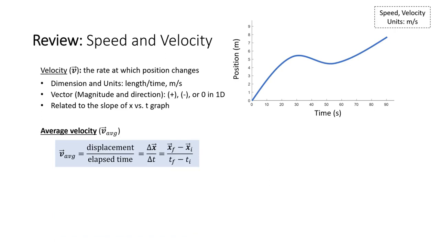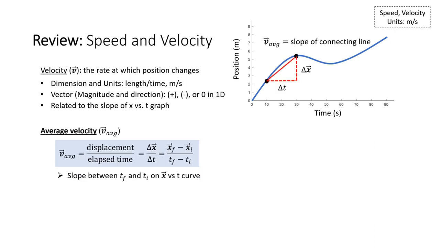Okay, so we talked about two different types of velocity. We talked about average velocity, which we denote v average. It's displacement over time. Remember, displacement was delta x, divided by elapsed time, so that would be delta t. We remember that delta just means change in. And so it's always going to be final minus initial. So that means v average is x final minus x initial over t final minus t initial.